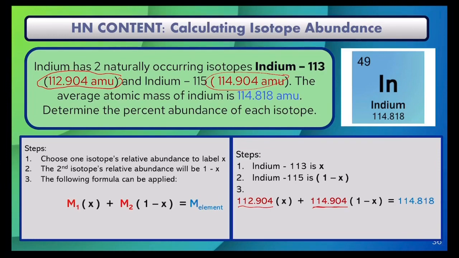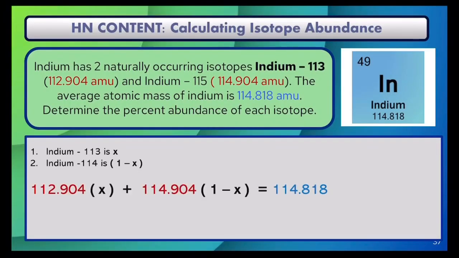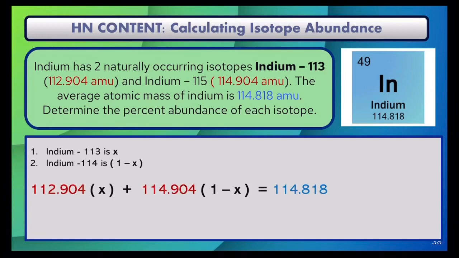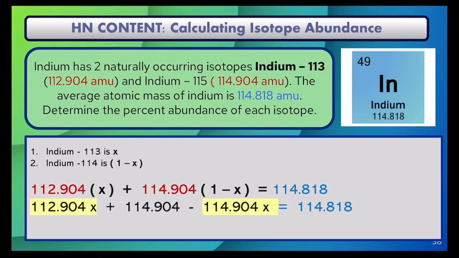You're going to go ahead now and solve algebraically by distributing the 114.904 to the 1 minus X inside the parentheses. So now that we've distributed, you're going to combine like terms. So we're going to subtract 119.904x minus 114.904x to get negative 2.000. If you're following along with the significant digits, each of these values goes to the thousandths place. So the rules of subtraction mean that your final answer can also go to the thousandths place.